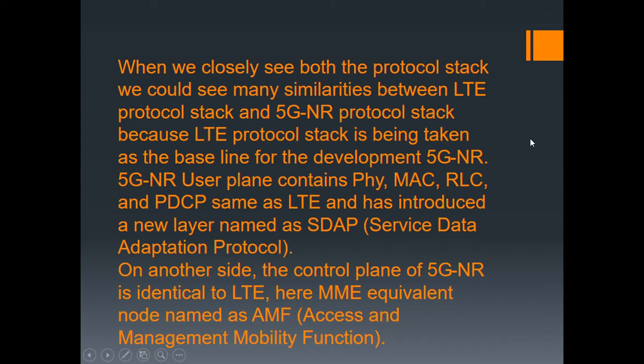When we closely see both the protocol stacks, we see many similarities between LTE and 5G. And the new thing that, as I mentioned, I will also emphasize is the service data adaptation, which is to provide low latency as compared to what has been achieved in LTE by using network slicing and new methods for the handling of QoS. And we have the previous slide mentioning about AMF, that is access and management mobility function, similar to the functionality of MME in case of LTE.